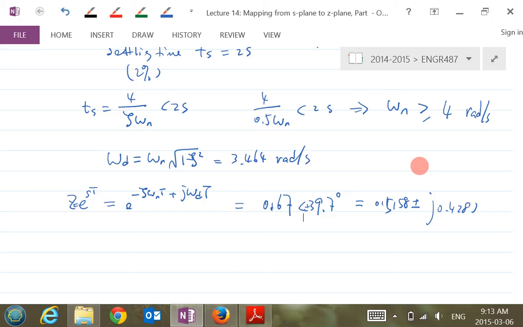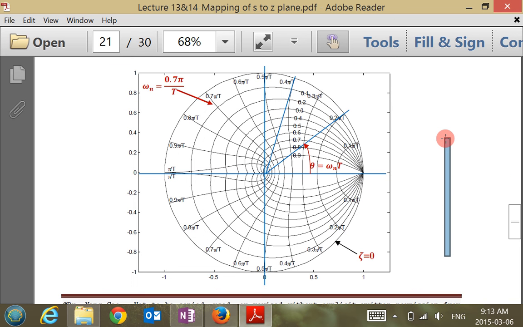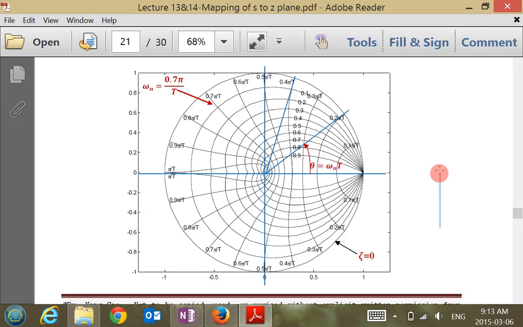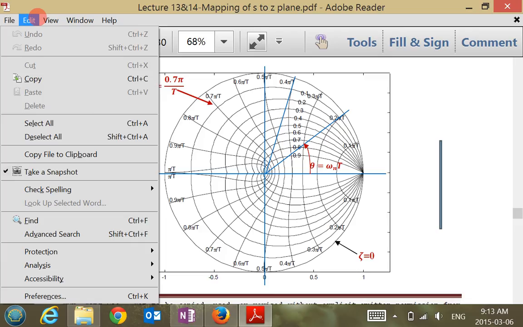Then if we do this drawing here, how do you get it out of here?